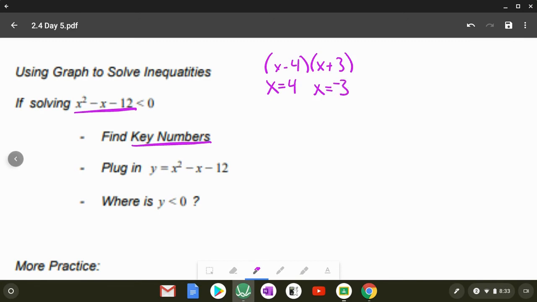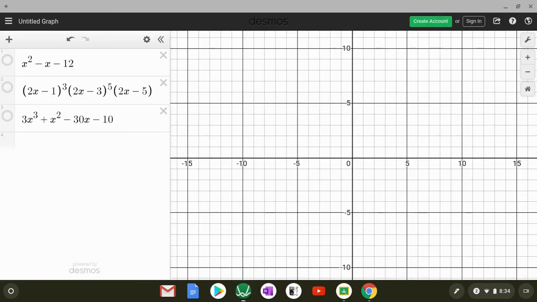Well, we're going to go over, and you guys can use your graphing calculator for this. But when you go ahead and plug in y equals x squared minus x minus 12, I'm going to go over to my Desmos because I don't have a graphing calculator on my laptop. And this is what you're going to get.